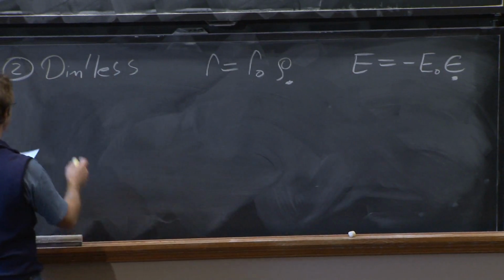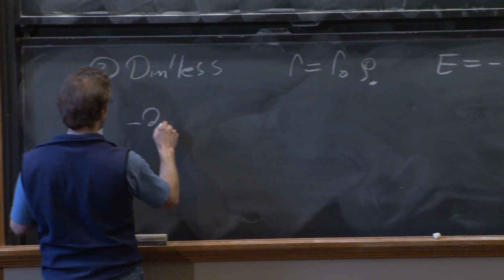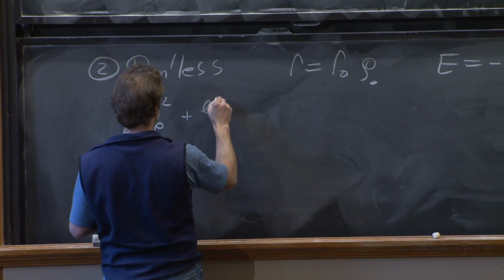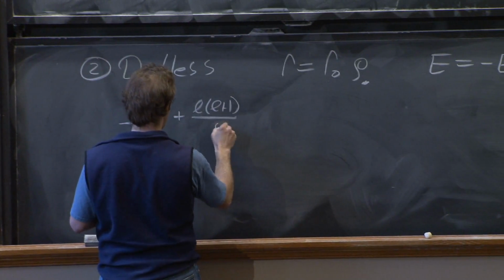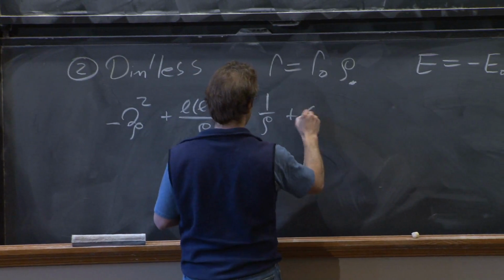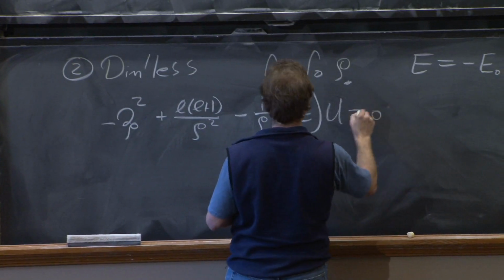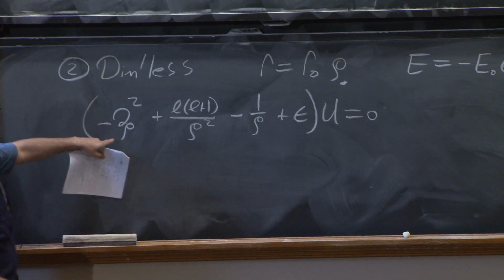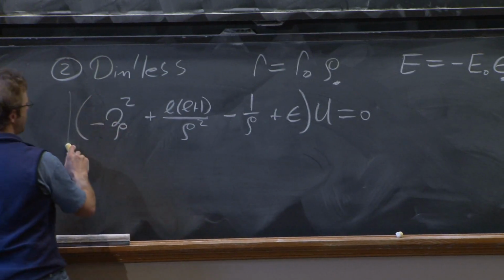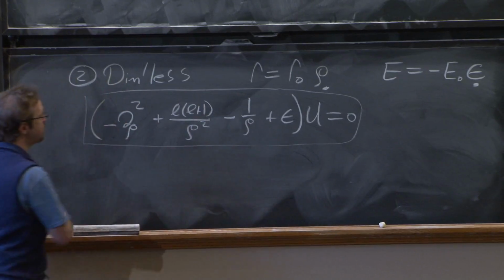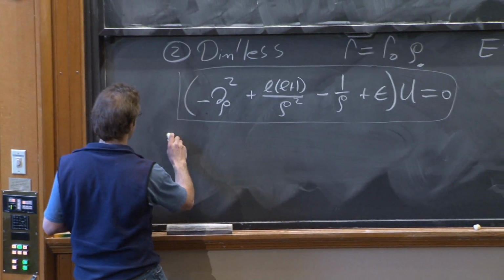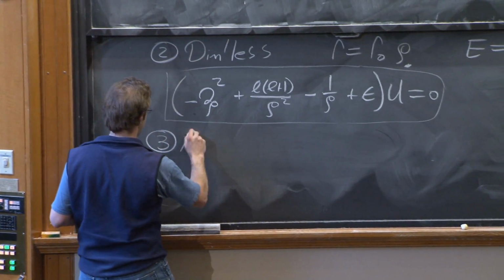And when you go through and do that, the equation you get is minus d squared u over d rho squared plus L times L plus 1 over rho squared minus 1 over rho plus epsilon, acting on u, is equal to 0. So the form of this differential equation is not different in any deep way, but it's a little bit easier. We're not going to have to deal with any stupid constants. And so now let's do the brute force thing. Step 3: asymptotic analysis.